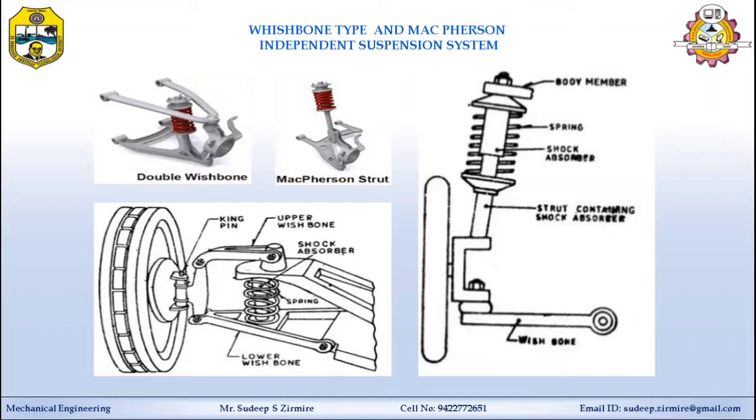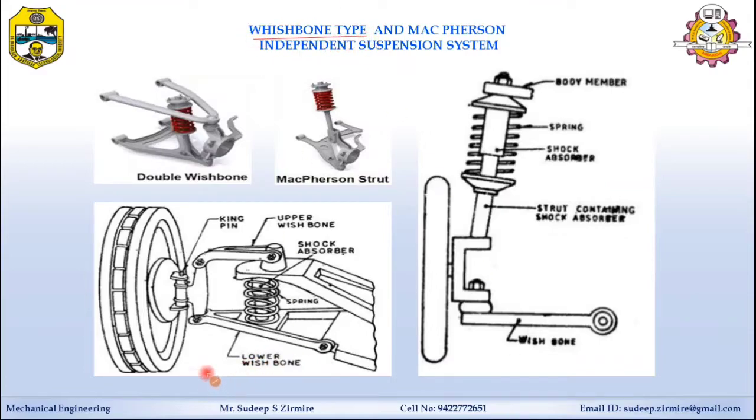These are the disadvantages with these types of independent suspension system, but mostly for the light vehicle this system is suitable, and for the heavy vehicle where the weight transport is more, in that case rigid axle suspension is preferred. So friend, the first one is the wishbone type suspension system. Why is it called the wishbone type suspension system?